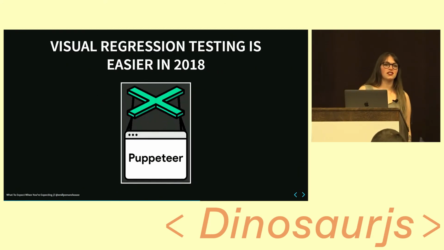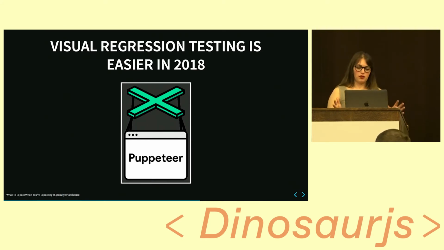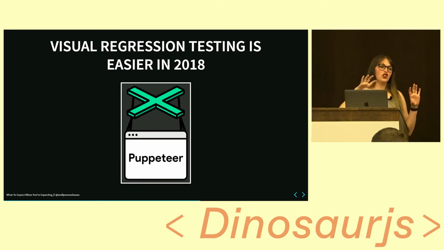And visual regression testing got even easier in 2018. Puppeteer is a Google project that is a library that makes interacting with headless Chrome painless and beautiful. It is a lot easier to debug. You can actually get access into your browser environment itself and call functions. It's a lot easier to actually click through events. It's really, really great.